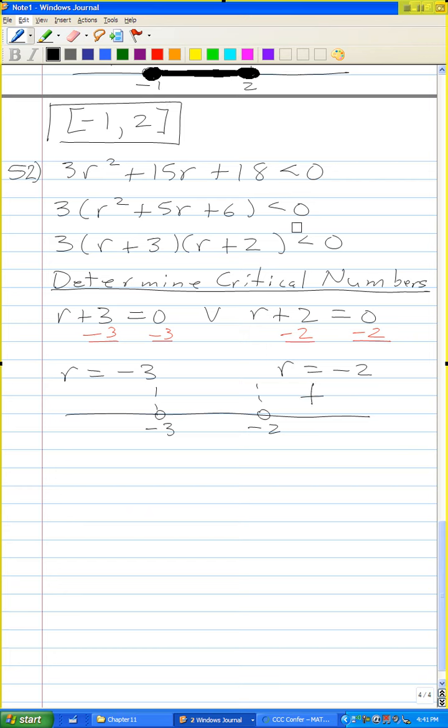Each of these roots has multiplicity 1, an odd power, so they alternate. And so we want this to be less than 0, so I fill in less than. And it says strictly less than, so I'll leave these as open circles. And so your answer is the open interval -3 to -2.